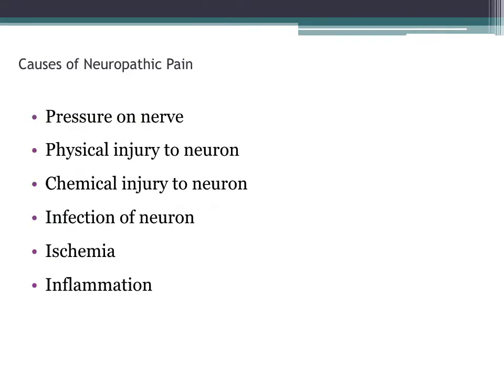This slide is talking about the causes of neuropathic pain. And a lot of people wonder why people have neuropathic pain. And it can result from pressure on the nerve. So if somebody's had an injury to their spine and the bones of the spine are pushing up against the nerves, then they may have neuropathic pain from that area on the spine on down, or it may refer down that dermatome.